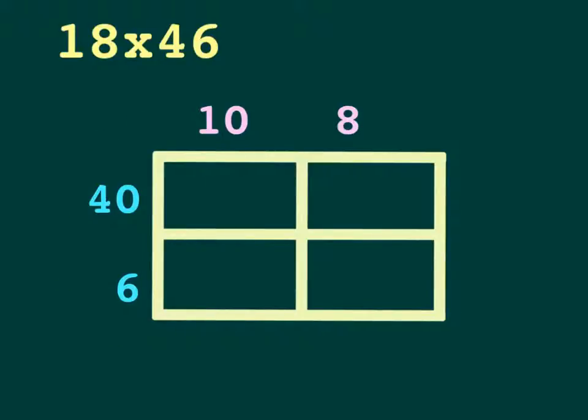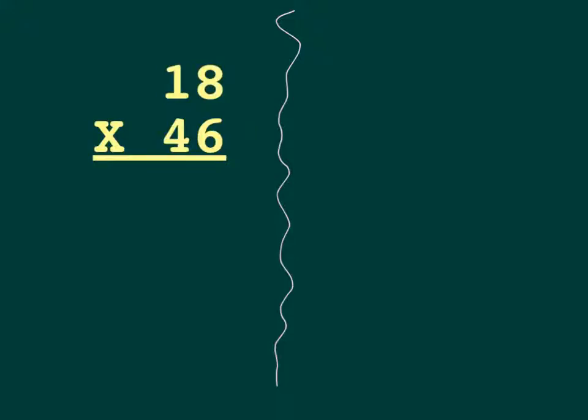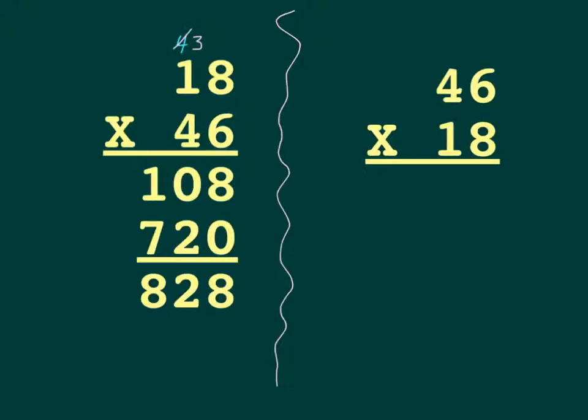Well, let's look at a traditional problem to figure that out. We all know how to solve the problem 18 times 46, but the question is whether or not if we solve the problem 46 times 18, are we going to get the same answer? If we look here, when we multiply 18 times 46, we are going to get a grand total of an answer of 828 with two partial products of 108 plus 720.